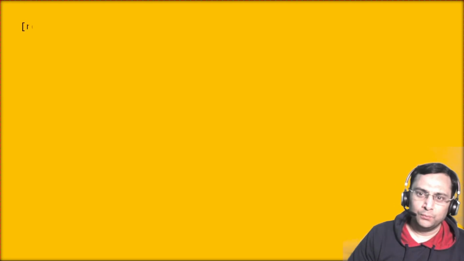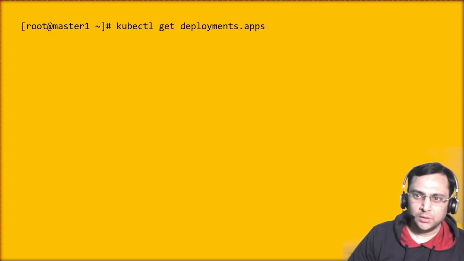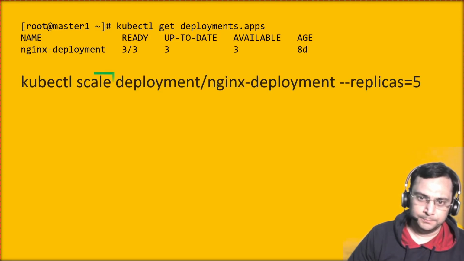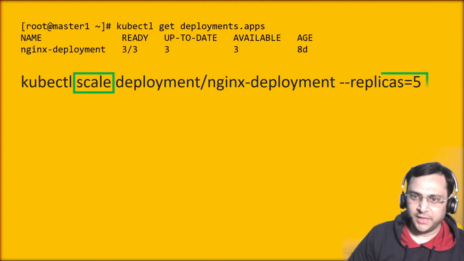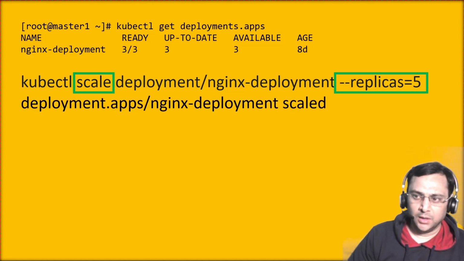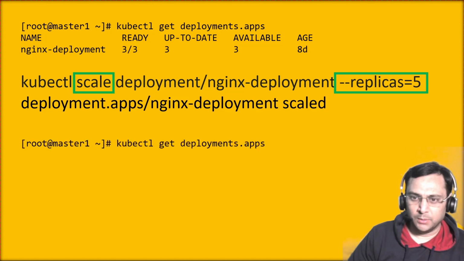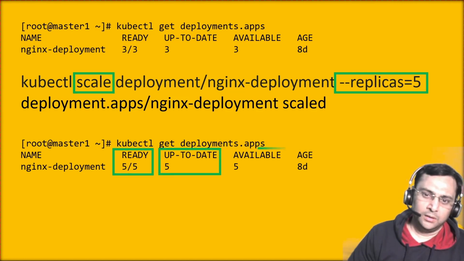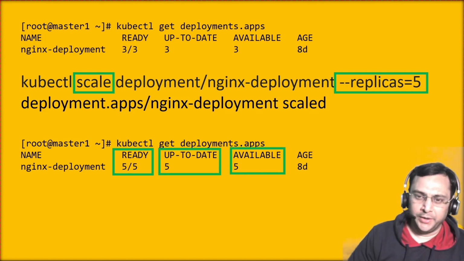In the lab, first we will check the number of pods by executing this command. In the output, 3 pods are available. After that, we scale up the deployment to 5. It means that 5 identical pods are running and the output says scaled up successfully. If we execute the command again, then we can see that pods are scaled up to 5. Ready are 5 and up to date are 5.